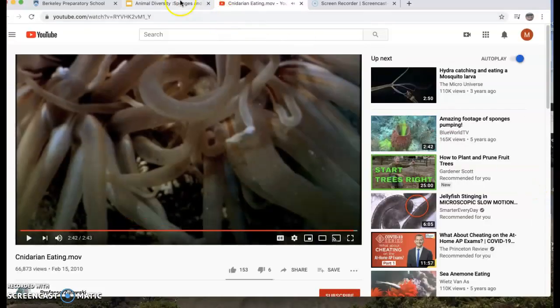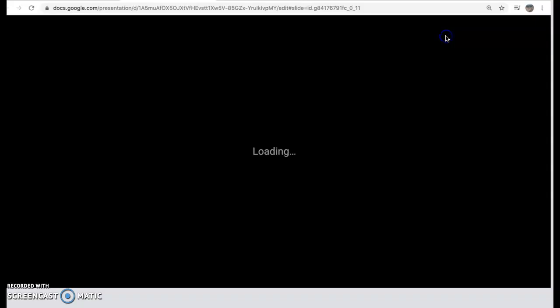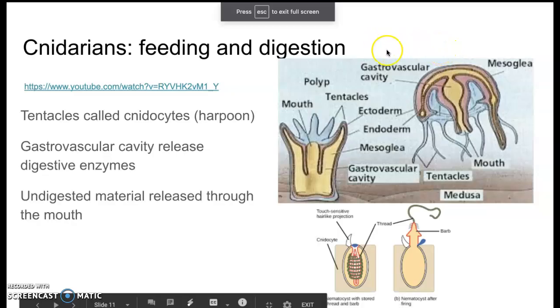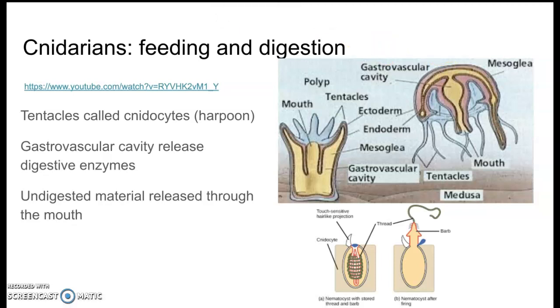So as you guys can see, it's a pretty effective, harsh, but effective way of eating. In the gastrovascular cavity, enzymes are released that basically break down the organism, and the organism is slowly broken down. Obviously, it's not killing the organism right away. It has been harpooned with venom, but it's not to kill it. It's to stun them. So it's a pretty cruel but effective way.